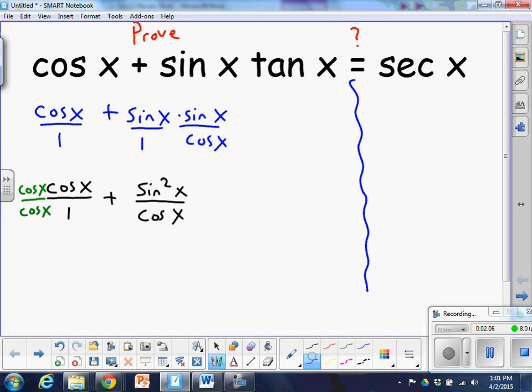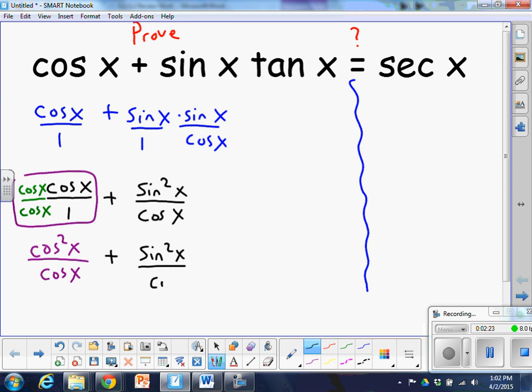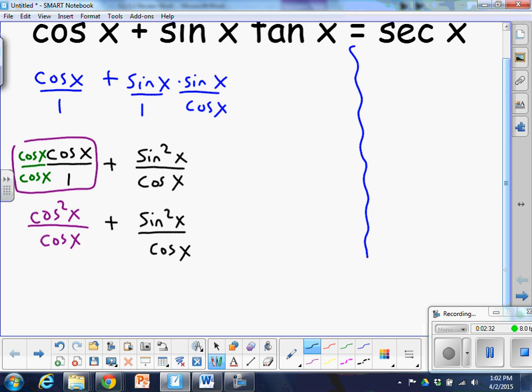And what it allows us to turn this into now is cosine squared. I'm doing just this term right here. It's cosine squared x over cosine x. The term next to it, we didn't need to do anything because it already had the denominator that we wanted. And what this allows us to do now is write this as one big fraction, because they do have a common denominator now. So I'm just going to simply write this as cosine squared x plus sine squared x, and that's all over cosine x. I just took the two fractions and combined them into one common denominator.